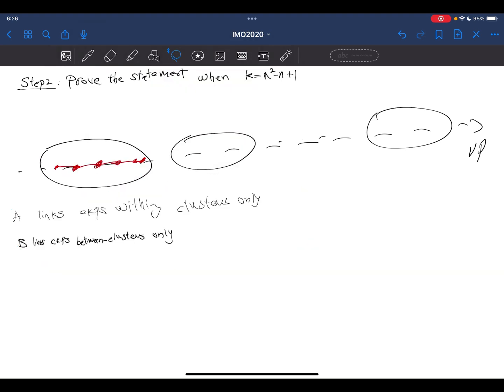So in this setup that I have here, I want A to only link checkpoints within a cluster, right? Within a cluster, and in that way, the links look like this. This is the max I would get. I just link everything with the next one.